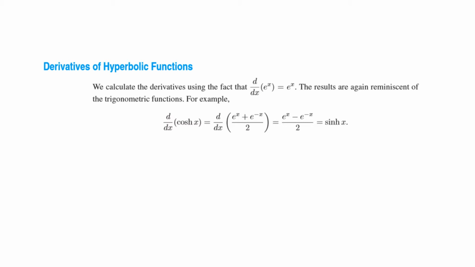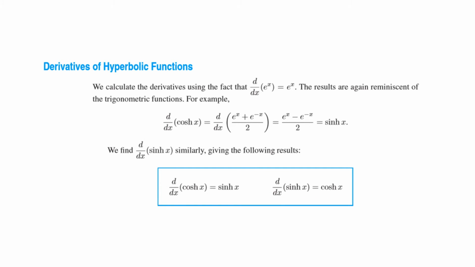Similarly, we can do the derivative of hyperbolic sine of x, so that we get the result that the derivative of hyperbolic sine of x equals hyperbolic cosine of x. So here is the point where the trigonometric functions and the hyperbolic functions are different. The derivative of cosine of x was minus sine of x, if you recall. But here, the derivative of hyperbolic cosine of x equals positive hyperbolic sine of x.